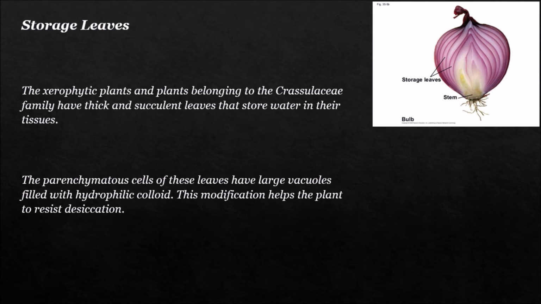So what makes this plant store water? These family plants have thick and succulent leaves, which help in storing water, and the parenchymatous cells of these leaves have large vacuoles which are filled with hydrophilic colloid, and this modification helps the plant to resist desiccation. Leaf tendrils.